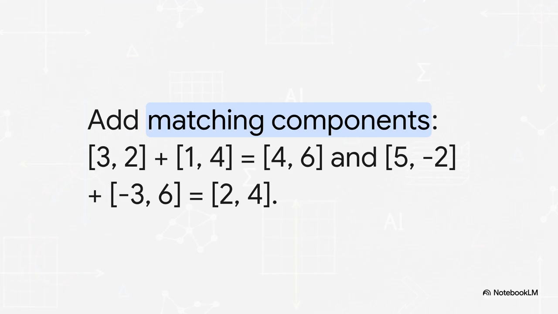And hey, even with negative numbers, the rule holds perfectly. Look at our second example. 5 plus a negative 3 cleanly yields 2. Then for the y-coordinates, negative 2 plus 6 gives us 4. So the final result is just 2, 4. See, it really is that simple.